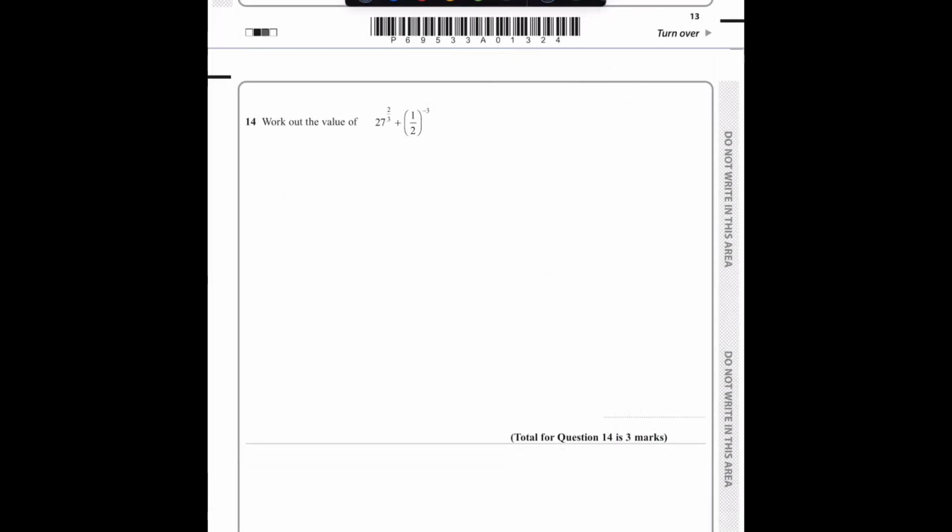Looking at question 14 now, we need to work out 27 to the power 2 over 3 plus a half to the power negative 3. So let's first take this step by step. Let's first have a look at 27 to the power 2 over 3 and go from there. So the first thing we want to realize is 27 is equal to 3 times 3 times 3, in other words, 3 to the power 3.